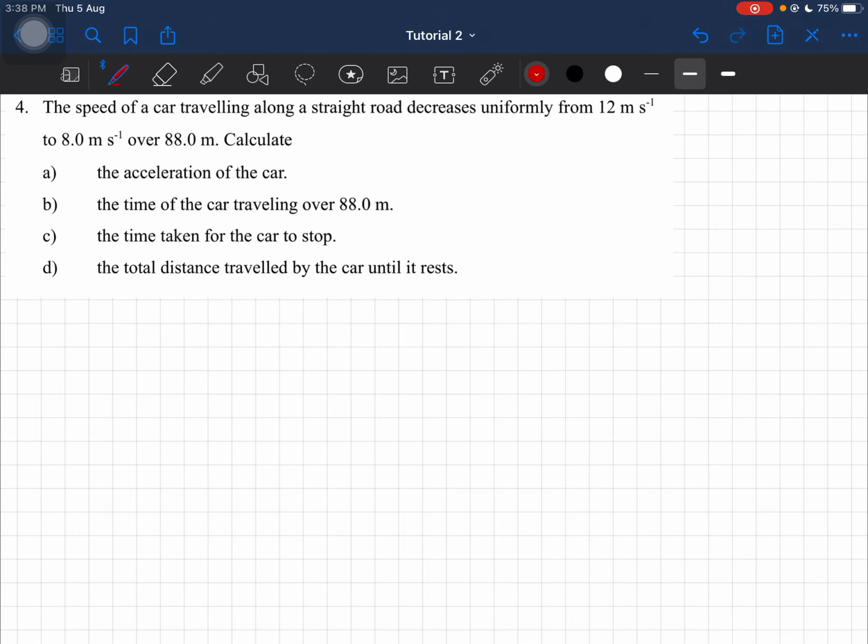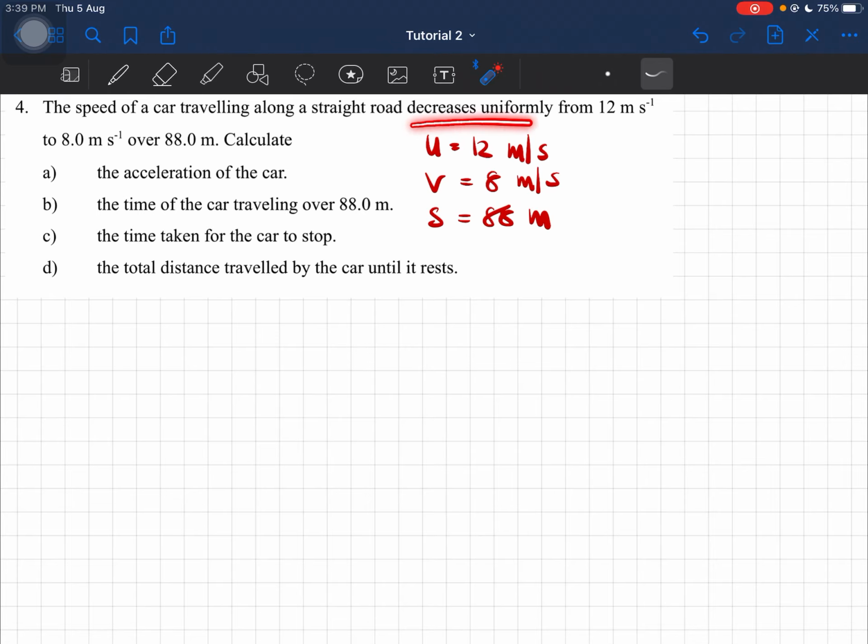Okay, so firstly, I'm gonna extract the information from the question. So what do we have? We have an initial velocity of 12 meter per second, and then it decreases uniformly to 8 meter per second, and then we have the distance traveled, which is 88 meter. Okay, so now we have to find the acceleration of the car, or actually it is the deceleration of the car. Why did I say deceleration? Is because it mentioned in the question it is decreasing uniformly.